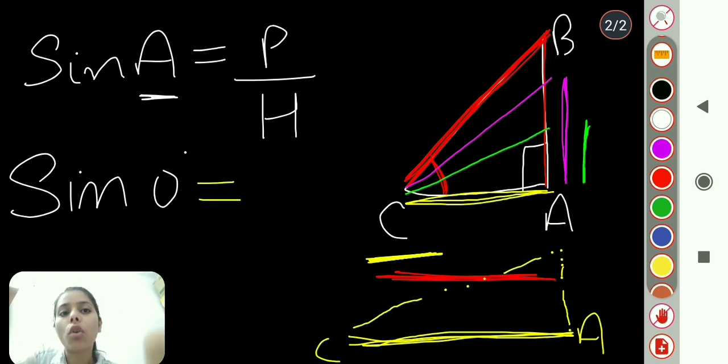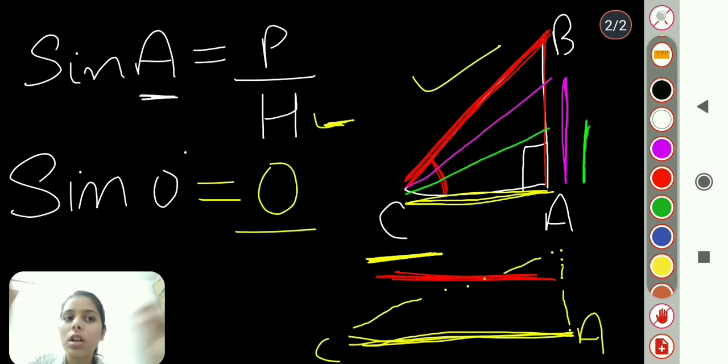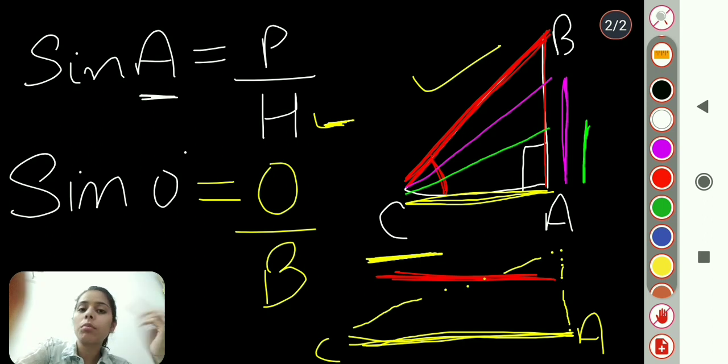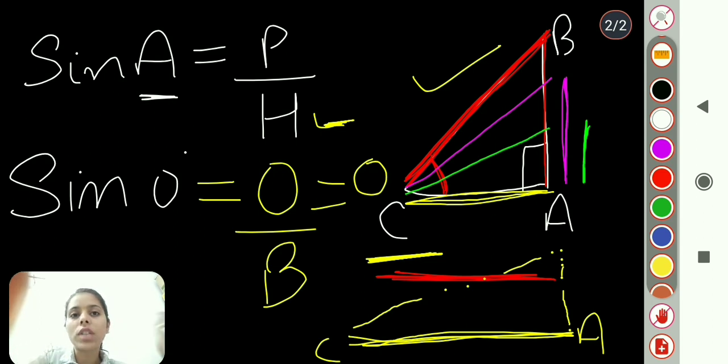So what is the formula of sine A? Formula of sine A is perpendicular upon hypo, right? So now we will put the value of perpendicular. What is the value of perpendicular for this triangle? Perpendicular is 0, right? And this hypo is merged with base, and hypo is now the base. So we can put the value of hypo as b, the base. 0 upon something, the value will be 0, right? And this is our value of sine 0 degree. Sine 0 degree is equal to 0. I hope this is clear to you all, right?